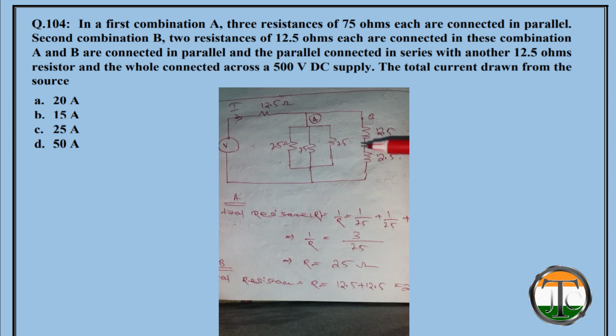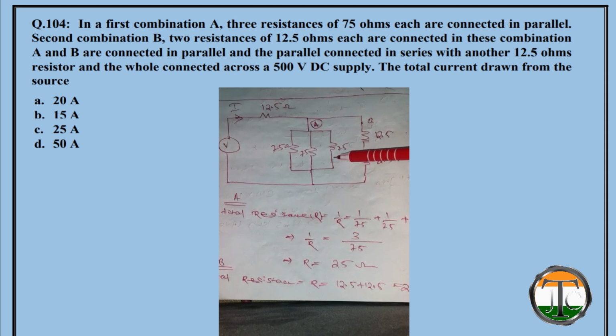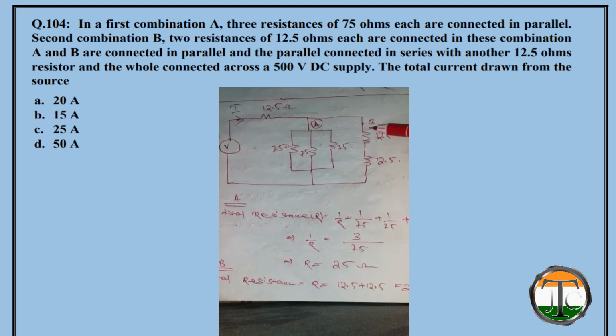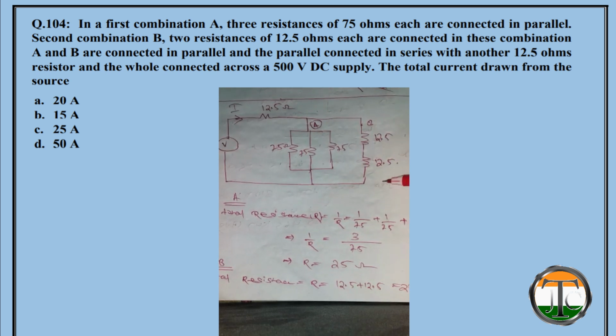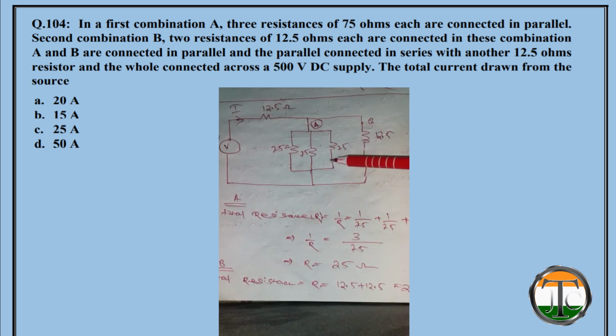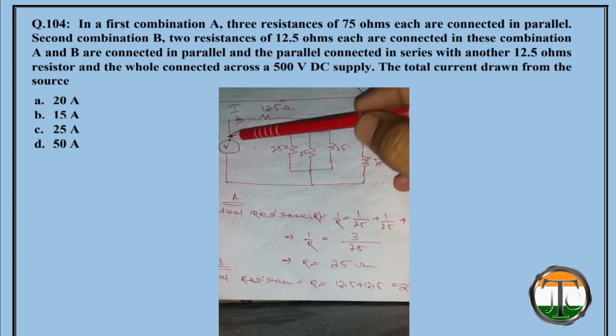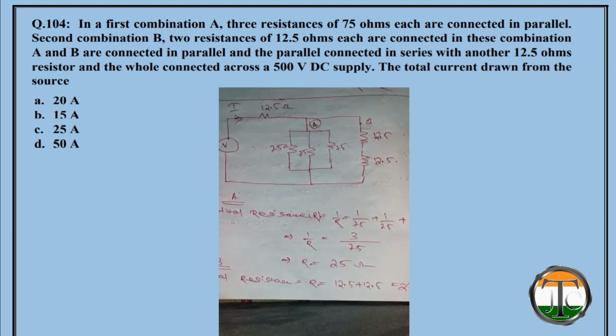So here in the question, three 75 ohm resistances are connected in parallel in the A terminal, and two 12.5 ohm resistances are connected in series in the B terminal. Then A and B are connected in parallel, and this parallel connection is in series with the 12.5 ohm resistor, and at last a 500 volt supply voltage is connected across this circuit.